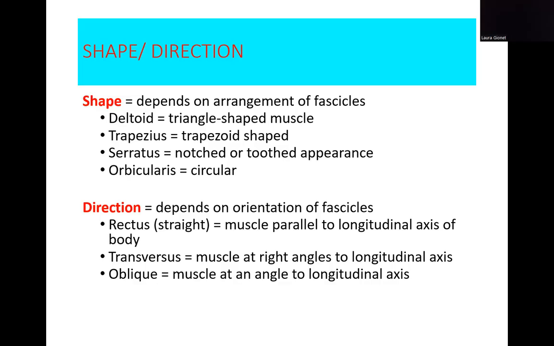Oblique is a muscle at an angle to the longitudinal axis. You have an external oblique and an internal oblique, and they're kind of running at 45-degree angles from rectus abdominis. Right? One is the outer layer called the external oblique, and then you have the internal oblique, which is deep to it. Now, those two muscles are actually running perpendicular to each other.